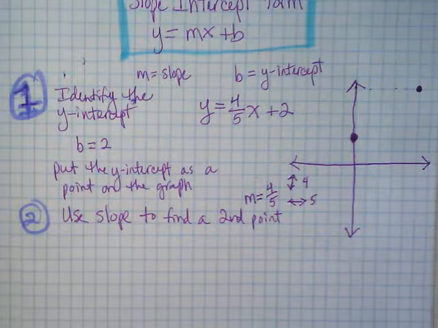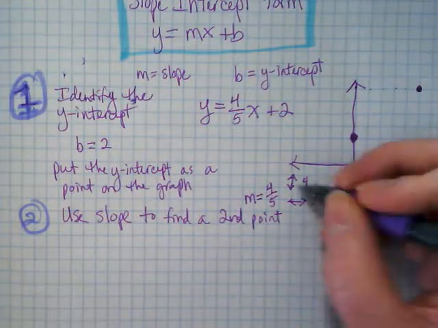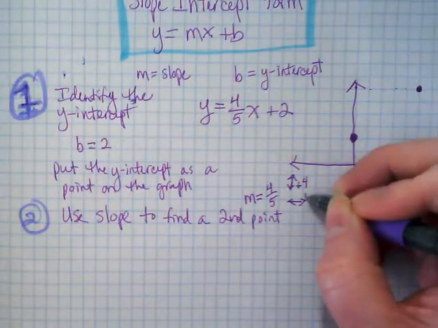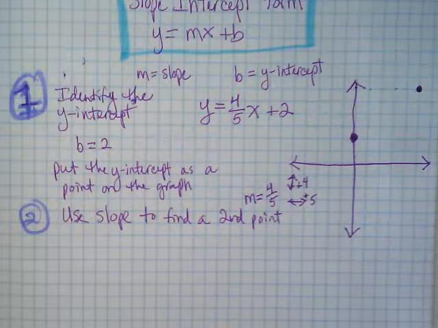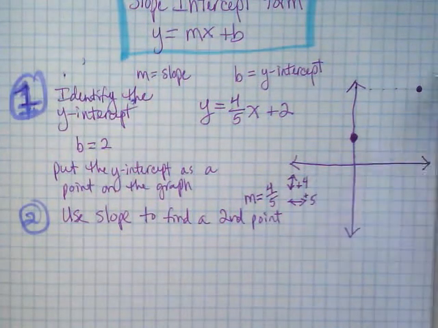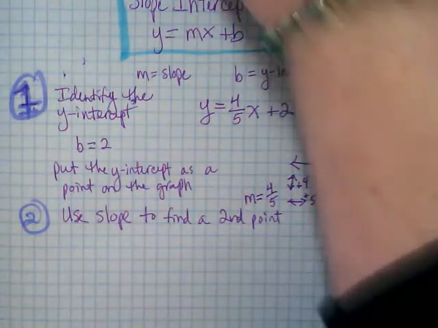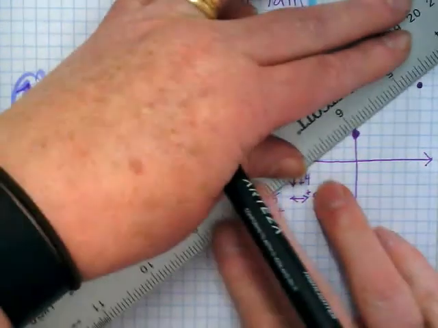Because it's a positive number, it's a positive slope, we've got positive 4 and positive 5. That's important to think about as we start graphing things that are negative. Because both of these are positive, they're both going in this direction. When you graph it, I will expect you guys to use a straight edge.